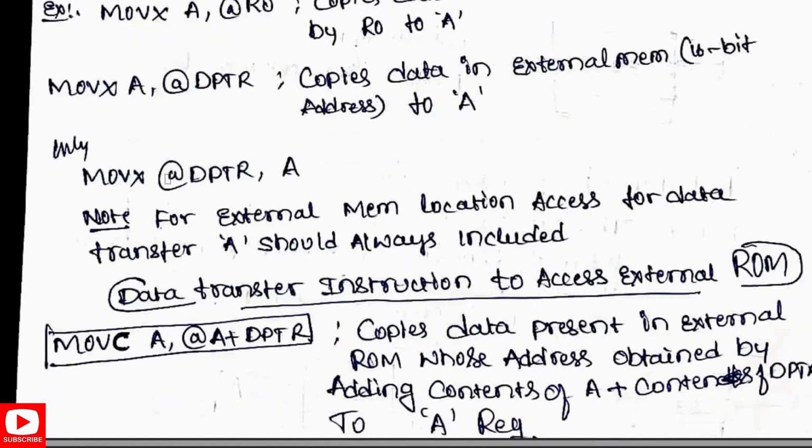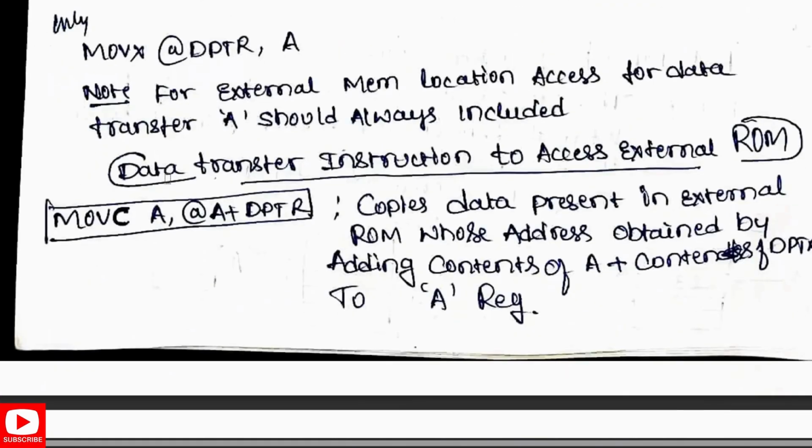Next is the data transfer instruction to access the external ROM. For ROM we can use MOVC A, @A+DPTR. It copies the data that is present in the external ROM at an address obtained by adding the contents present in A and the contents present in the DPTR. We add those and we get the address. The data at that address gets stored in the accumulator register.